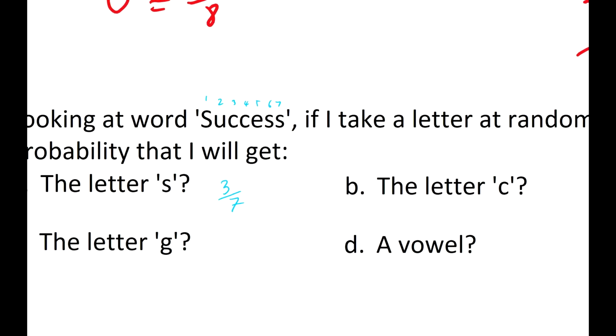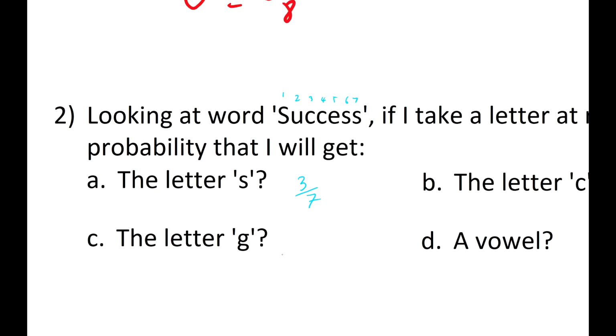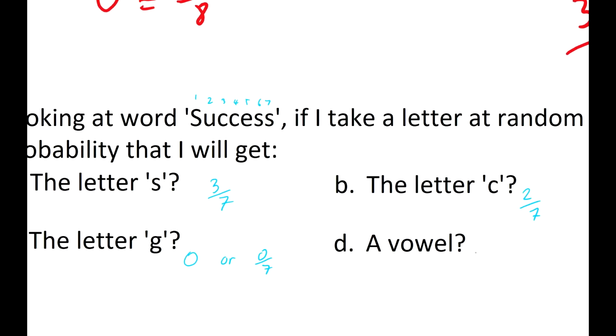Letter C, there are 2 C's, so 2 out of 7. Letter G, there are no G's, so 0 out of 7. And lastly, a vowel, so that can either be my U or my E.